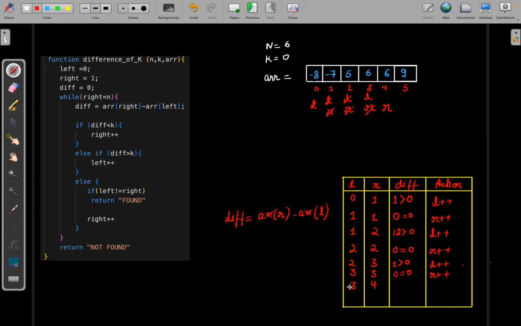L is still at 3. Is right less than n? Yes, R is still less than n. So I will come here, difference is equal to ARR of right minus ARR of left. 6 minus 6, that is 0. Is the difference less than k? Is the difference greater than k? No, it is equal to k. And left and right are different. Left is 3, right is 4. Yes, they are different. So return found, and yes, we got the element.